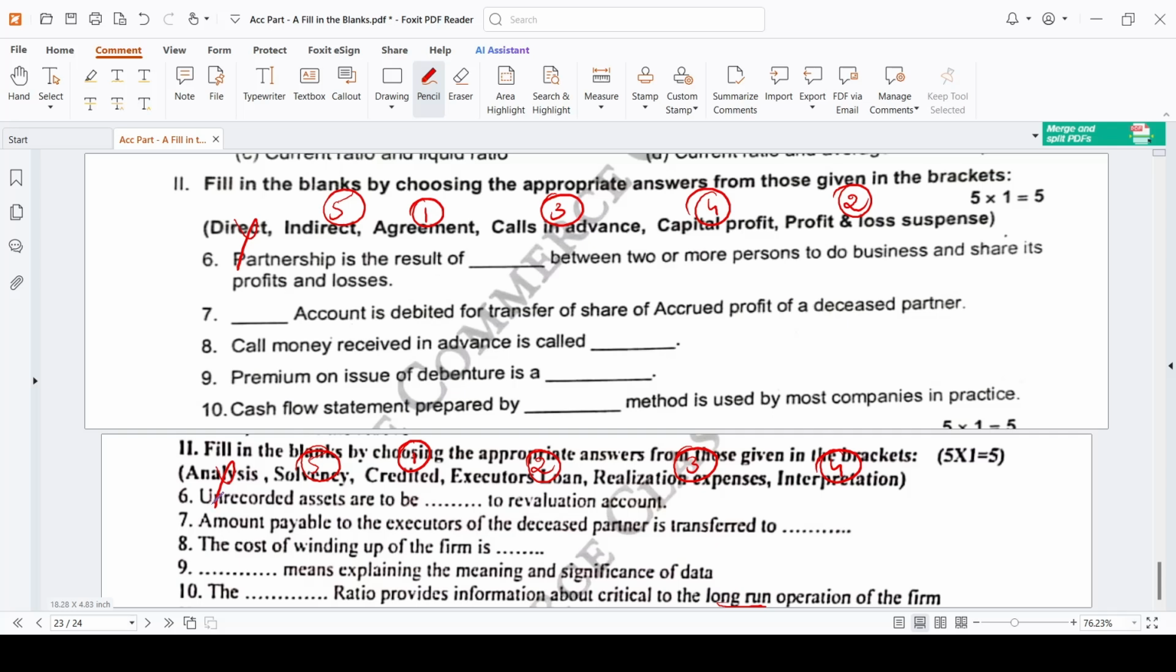So these are the fill in the blanks which you have to prepare. A little bit lengthy, but that's okay, because you are going to get 5 marks out of it. Many of these things are repeated, so prepare these fill in the blanks.